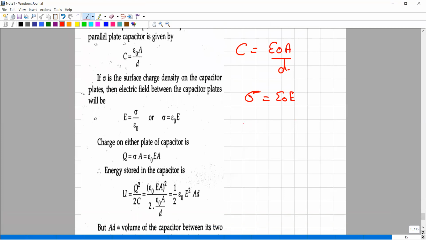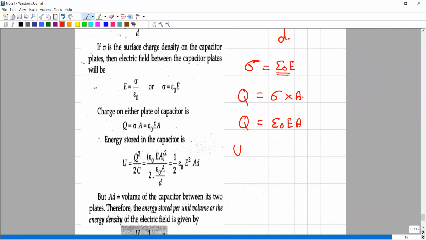And the total charge on the plate can again be written as charge density times the area. This you already know, that the total charge on the plate is equal to the surface charge density sigma times the area of the plate A. And sigma you have just found out to be epsilon naught E. So the total charge Q on the plate is equal to epsilon naught E A.